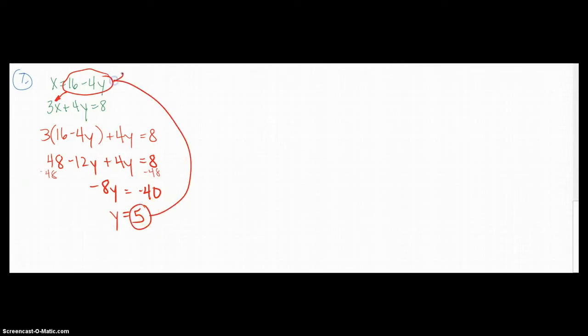And if y equals 5, what does x equal? Well, we can plug that right back in up here and say now x equals 16 minus 4 times 5. So if you do 16 minus 20, you get x equals negative 4.